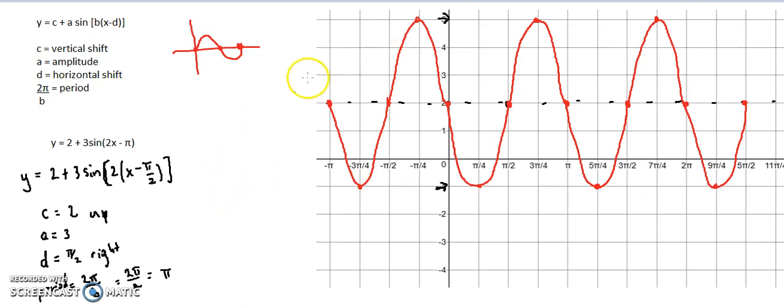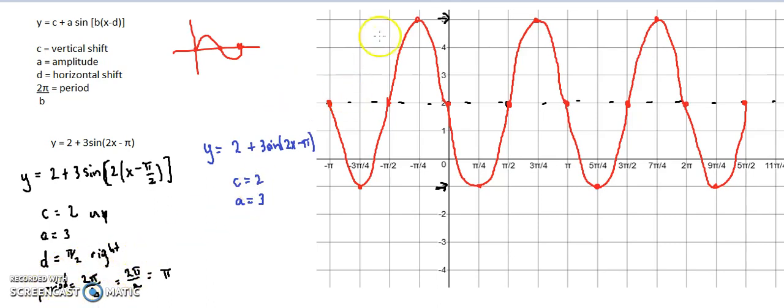The other way to do this, let me start again, same thing, 2 plus 3 sine of 2x minus pi. So the amplitude and the vertical shifts stay the same. We still say we're shifting up by 2, and our amplitude is 3. Now the other way to get the shift and the period depends on personal preference and what you're looking for specifically for that problem.